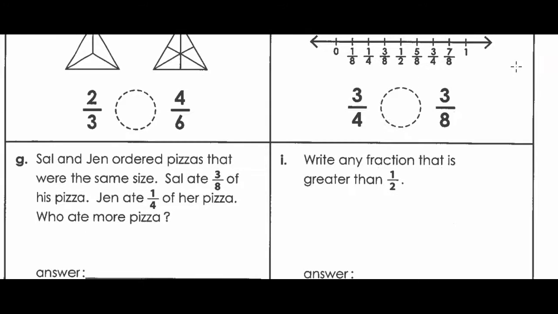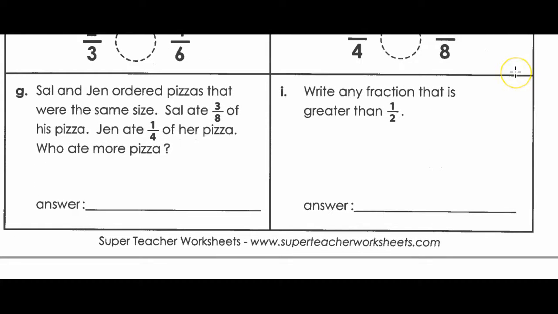F is a number line. G and I, anything greater than a half. Okay. So if I have a half like this, anything greater would be here. So now I have 3/4 would be greater than a half. So you can use a number line or a circle or a model.